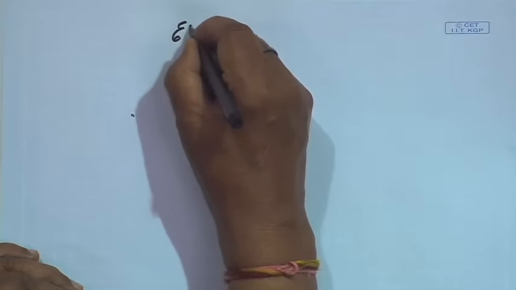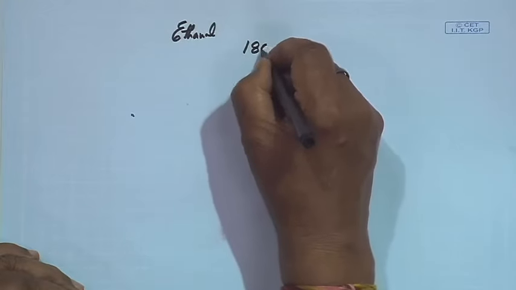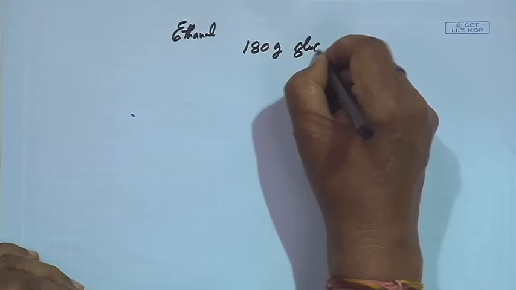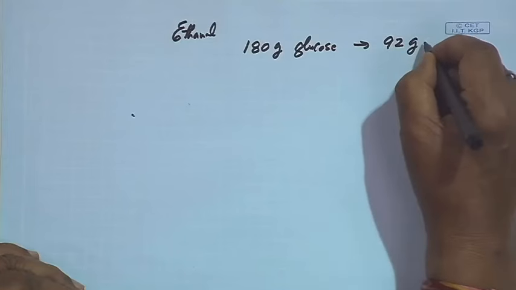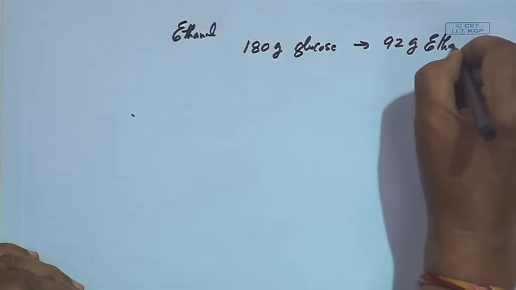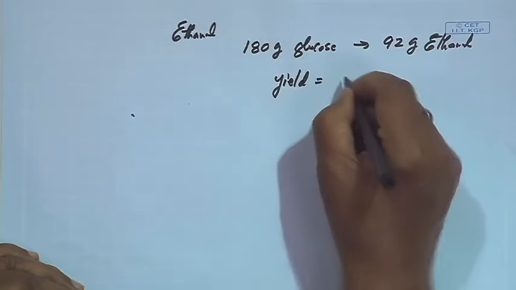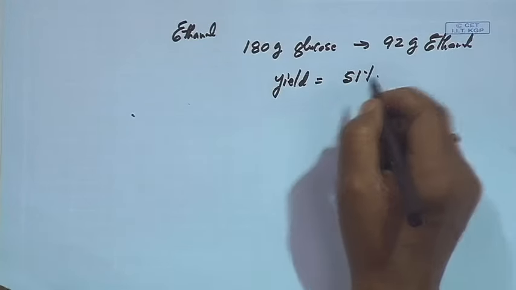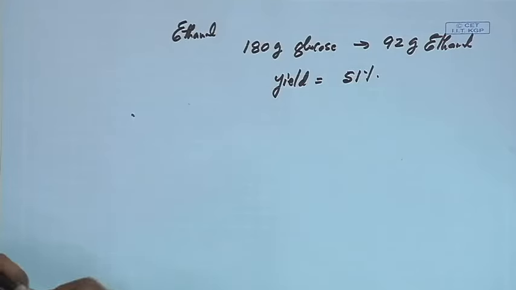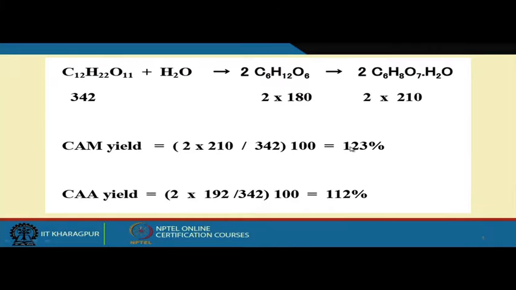Now here I want to just point out, in case of ethanol fermentation process, we know that 180 gram glucose produces 92 gram of ethanol. So there the yield is around 51%. But here in case of CAM, you see that 123%. So yield may be less than 100%, more than 100%. It depends on the type of product we are producing.